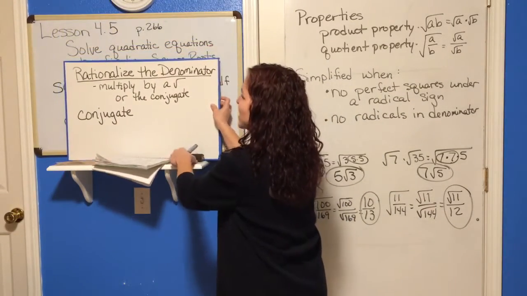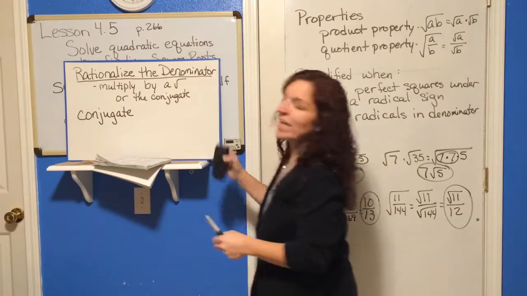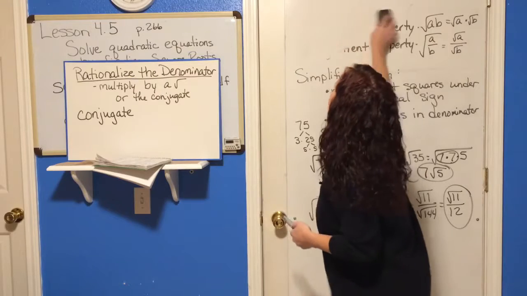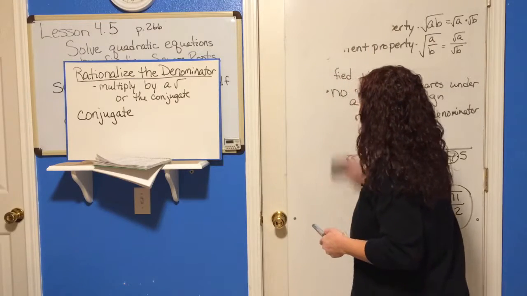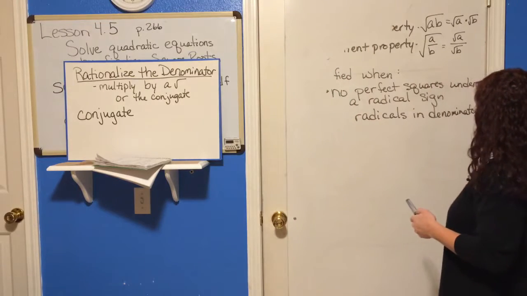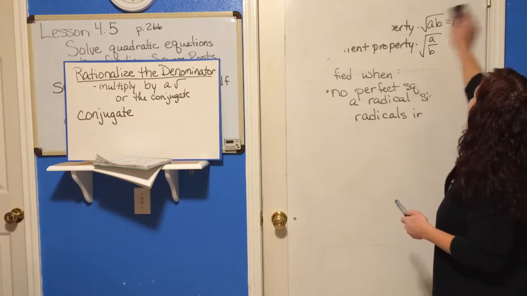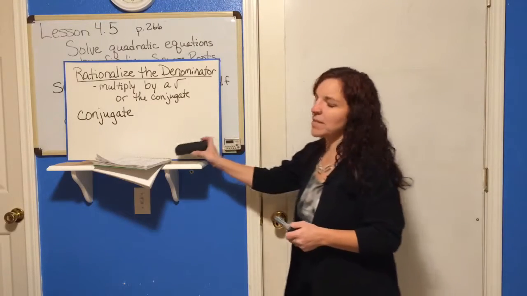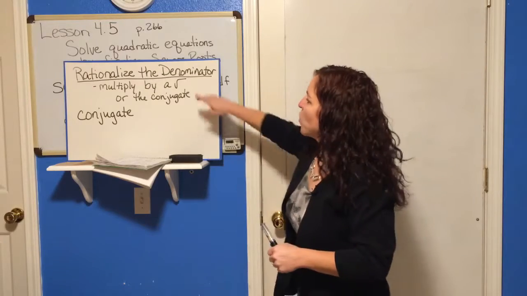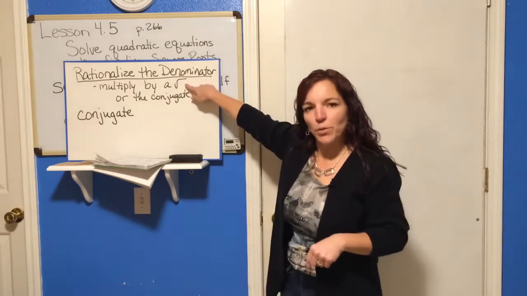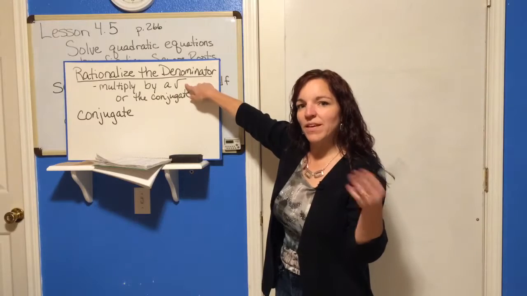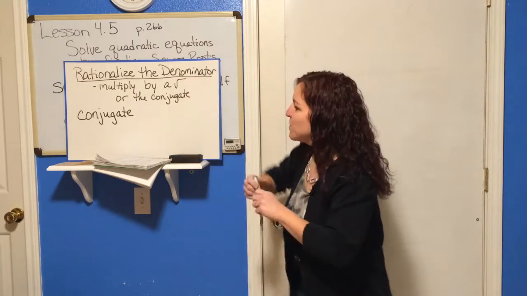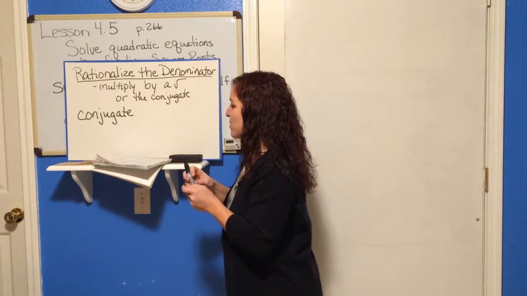To rationalize the denominator, that simply means we want to get the denominator to be rational. So we want to get rid of the square roots in the denominator. We can do that one of two ways, depending on what we have in our denominator. If the denominator is simply a square root, then we multiply by that same square root, because the square root of something times the square root of the same number is just that number. So that simplifies that easily. Let's do an example like that.